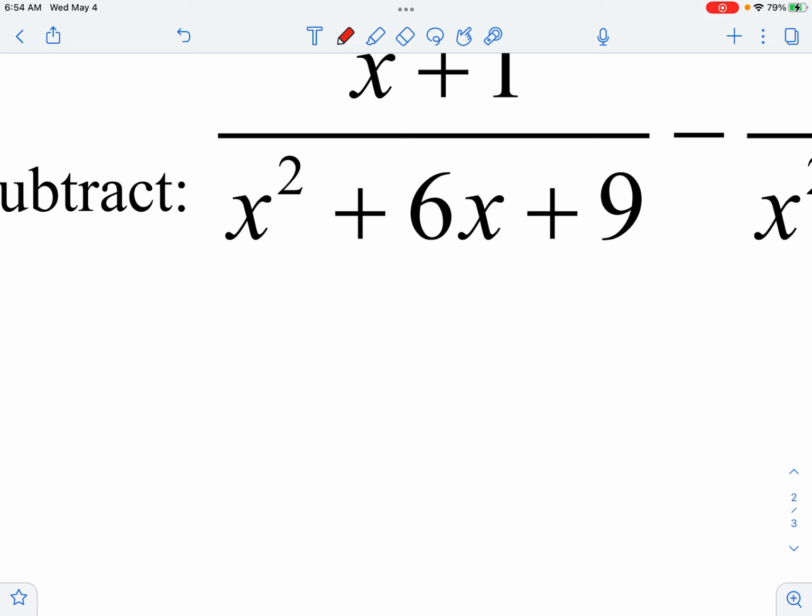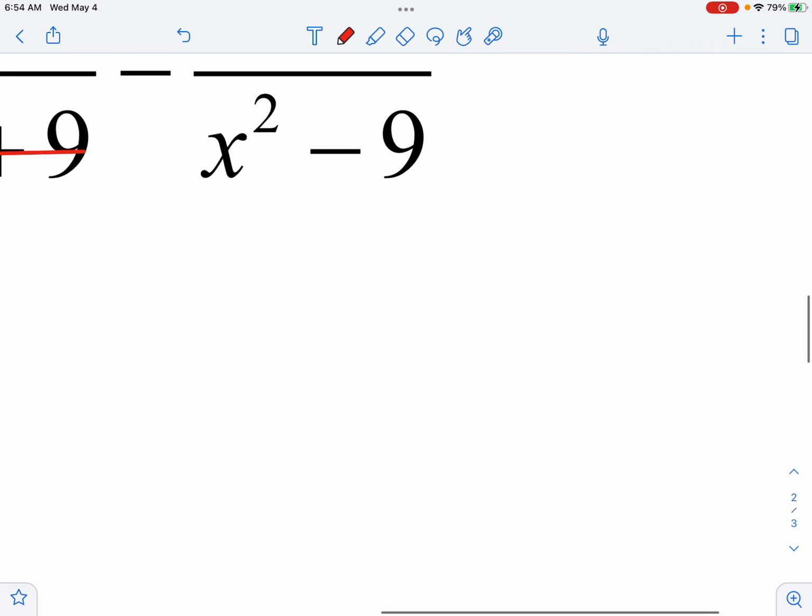If you look at this, it's an x squared plus 6x plus 9, which is factorable. Two numbers that multiply to give you a 9 and add to give you 6 are 3 and 3, which gives me the factors x plus 3 and x plus 3. And you can go ahead and cross this off. You don't need it anymore. Now I'm going to get the factors of x squared minus 9. It's a difference of squares. That factors to x plus 3 times x minus 3.